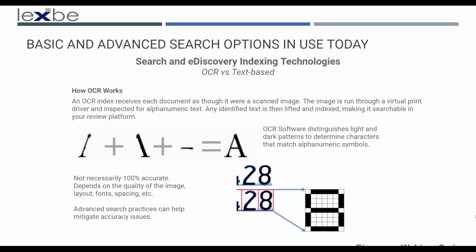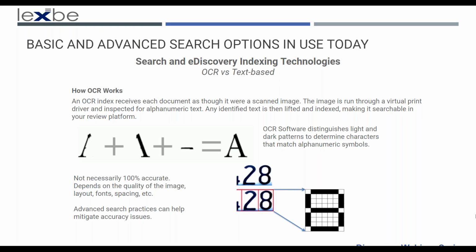So it's run through this virtual print driver I mentioned, and it's inspected for alphanumeric text. So once it's identified, it's lifted and indexed, and then that makes it searchable for you. So it distinguishes light and dark to determine characters that match symbols. So there are algorithms behind the scenes that recognize the text that's extracted and associates it with what they have in their algorithm as an A.